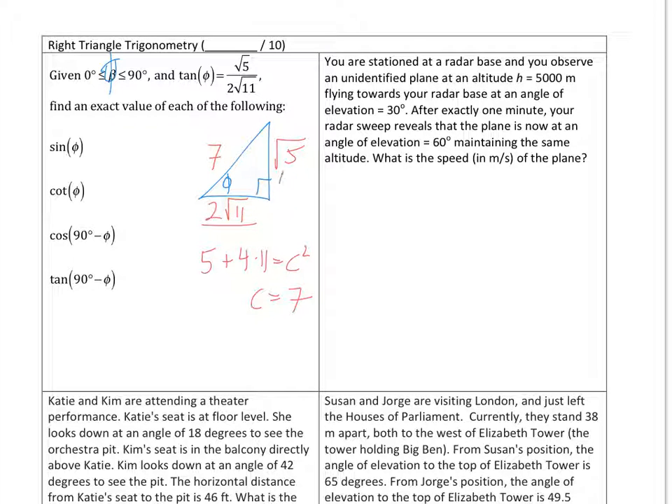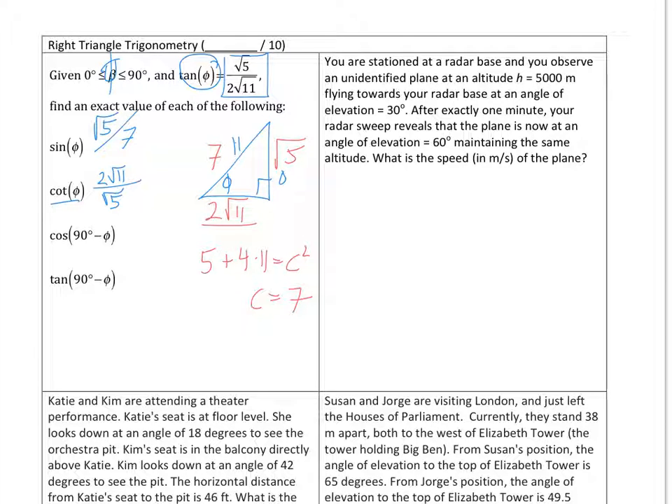Sine is going to be opposite over hypotenuse, or the square root of 5 divided by 7. Cotangent is going to be adjacent divided by opposite, or 2 root 11 over the square root of 5. By the way, we had tangent before. I asked you for cotangent. All we did was the reciprocal.